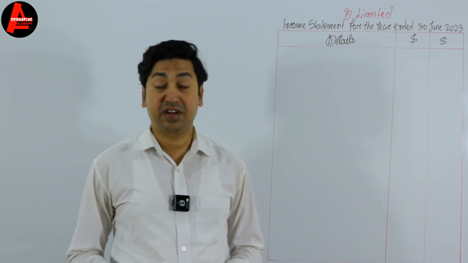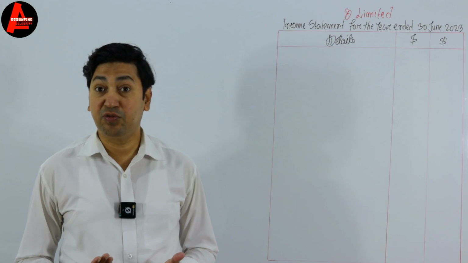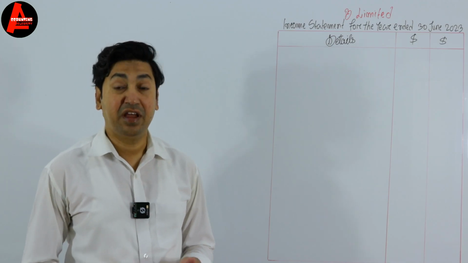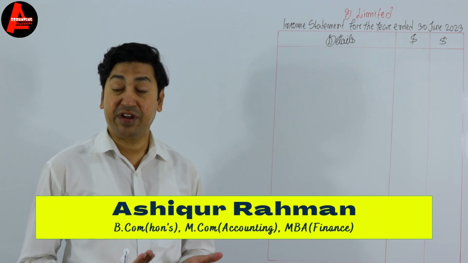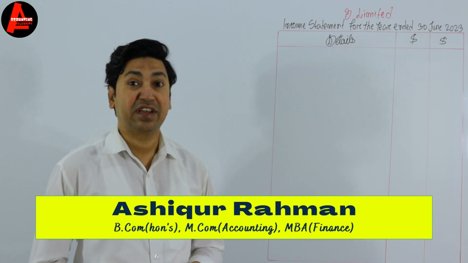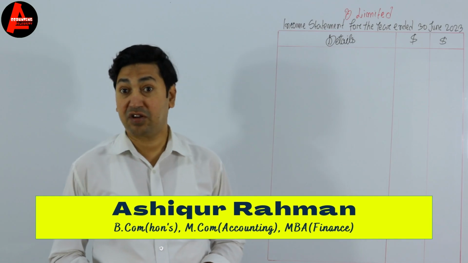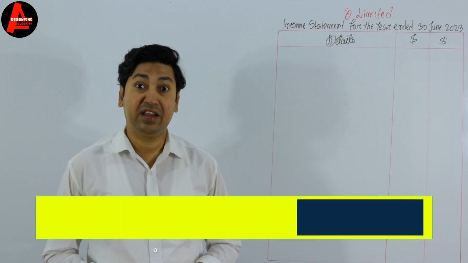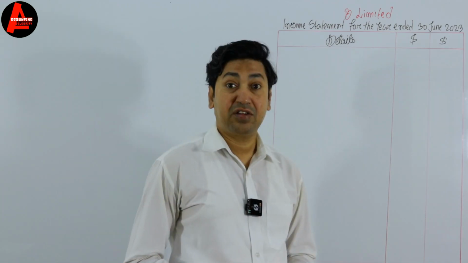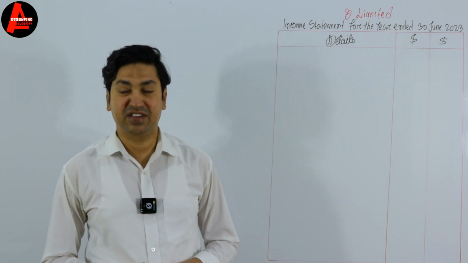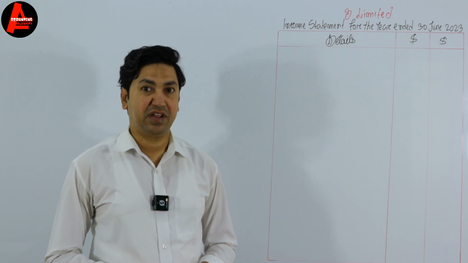But in the sole trader's income statement, we have two sections. The first section is called the trading account section. There we calculate gross profit or loss, okay? And with this gross profit or loss, we add all incomes. After that, we subtract all the expenses to calculate profit or loss for the year.